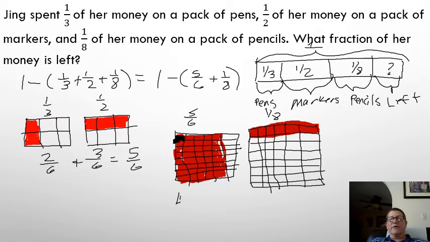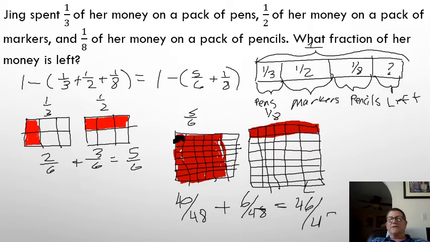So this is going to end up being 5 times 8, which is 40, out of a total of 6 by 8, which is 48. So 40/48. Now on our second model, we have 1/8 that is shaded in. 1, 2, 3, 4, 5, oh, excuse me, 6. 6 out of 48 that's shaded. So now we have 40/48 and 6/48.